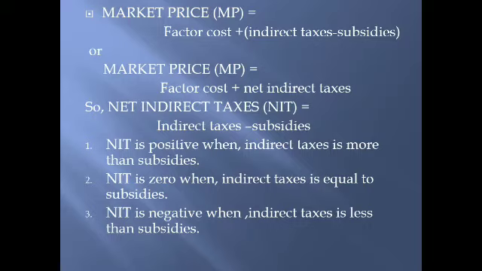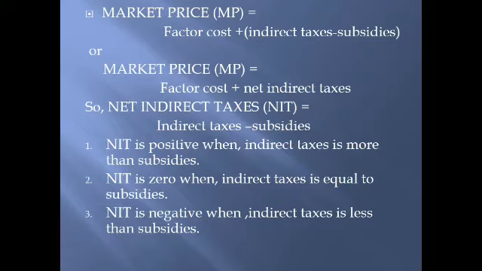Market price is equal to factor cost plus indirect taxes minus subsidies. You can see the formula there. Market price is equal to factor cost plus indirect taxes minus subsidies. That indirect taxes minus subsidies I have put in small brackets. This indirect taxes minus subsidies is called net indirect taxes, that is called NIT, net indirect taxes. So we can write the formula as market price is equal to factor cost plus net indirect taxes.